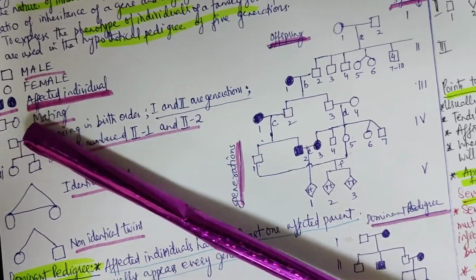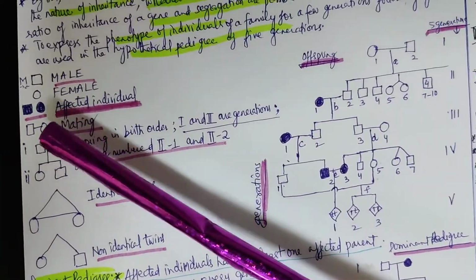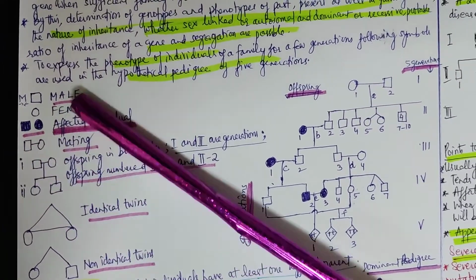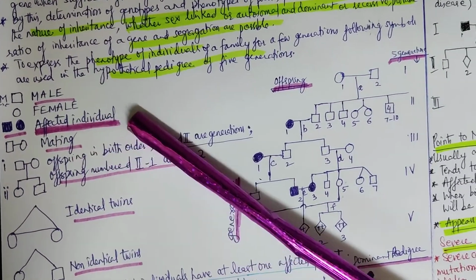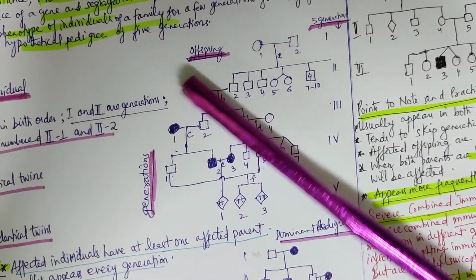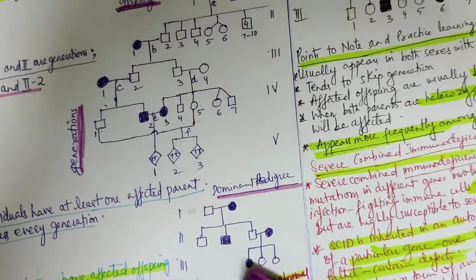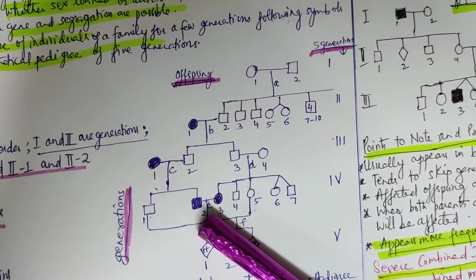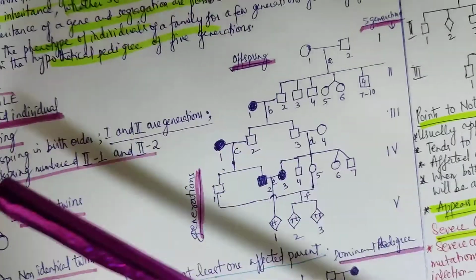If the structures are filled, like the square and the circle filled with blue ink here, it is called an affected individual. Now look at the chart here. These are all affected ones which are seen in the diagram. The filled circle is an affected female and the filled square is representing an affected male.